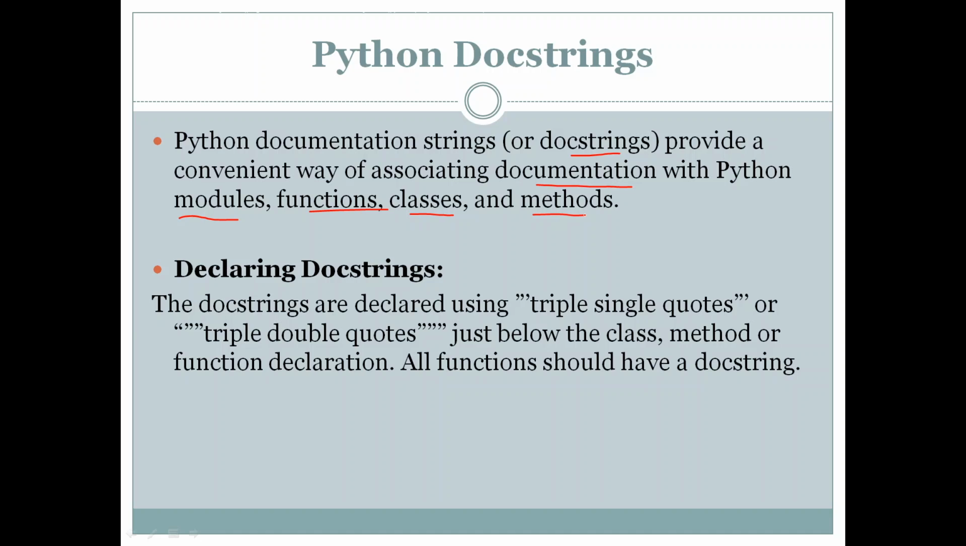All predefined functions, modules, classes, and methods have a docstring associated with it, so that if a user wants to know what that function or module or class does, he can access the docstring easily. For example, in some of our programs we have used a function like ABS function, that is absolute function, which simply calculates the absolute value of a number.